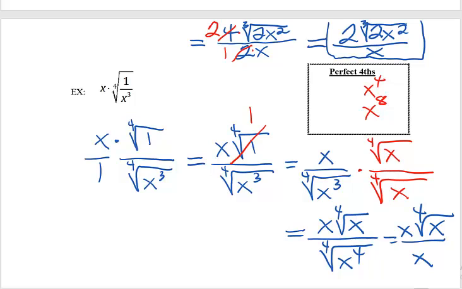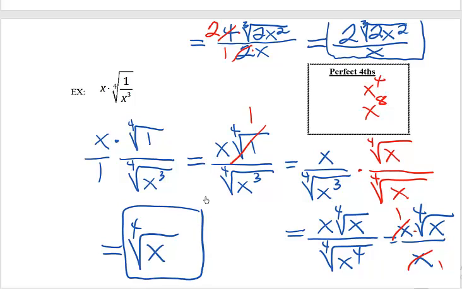Before I stop, I look for any common factors on the outside, and I have that x. Now that divides out, this problem has a far simpler answer than we might have expected. It simply works out to be the fourth root of x, period. There's not even a fraction associated with this problem.